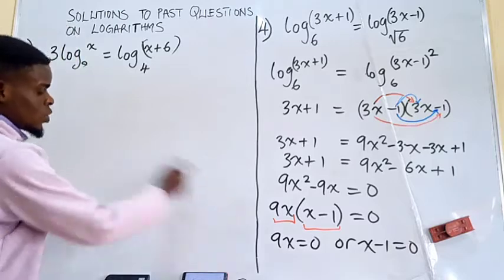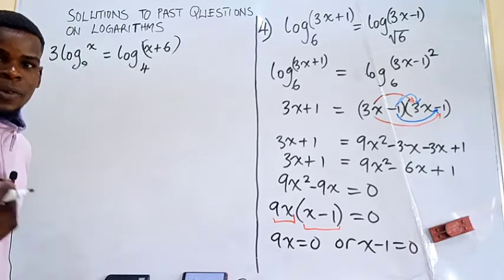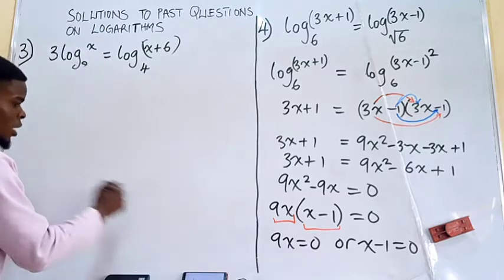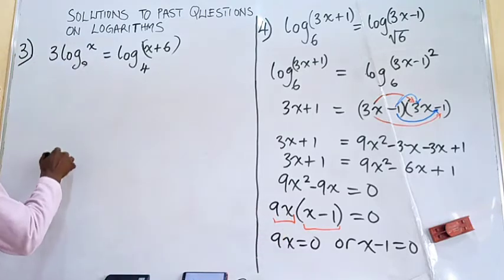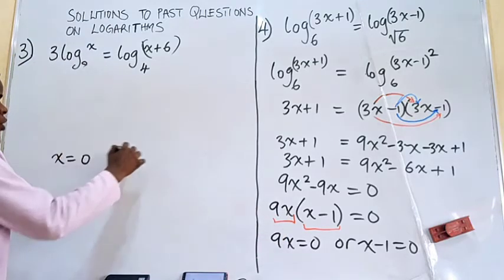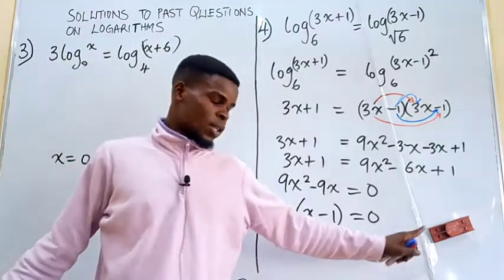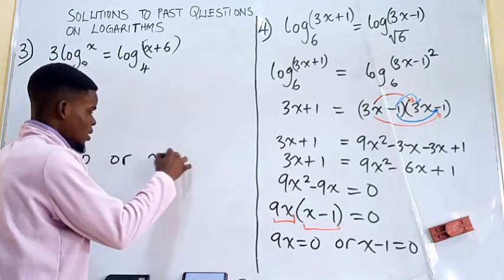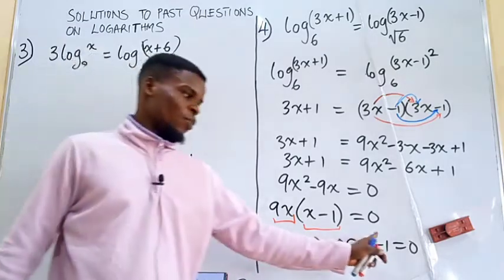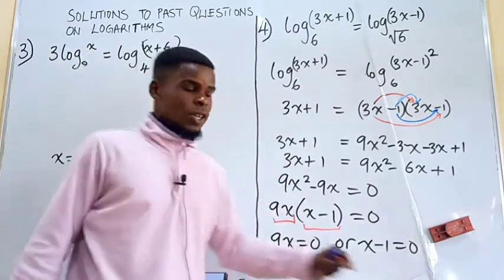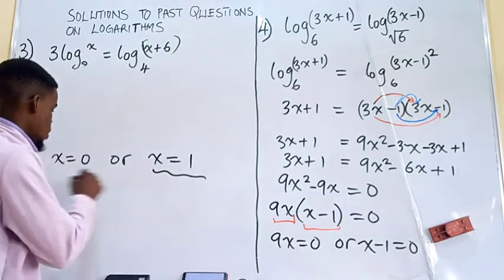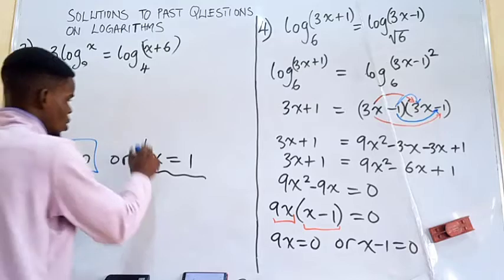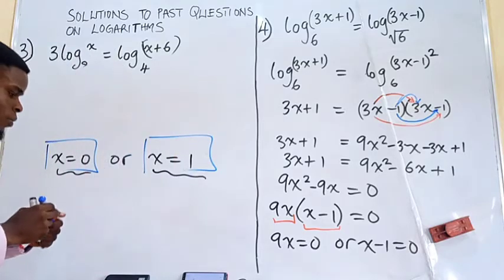Okay, let's just continue here. If 9x is 0, if you divide both sides by 9, we're going to see that x is 0. Or now, if x minus 1 is 0, if you add 1 to both sides, you will see that x is equal to 1. That is, try to move this one to this side to become a positive 1. So these are the two values of x for which that equation will be satisfied. Okay, so that's for the fourth question.